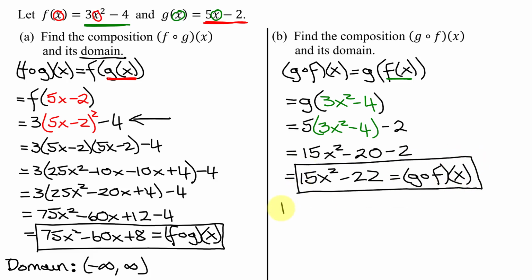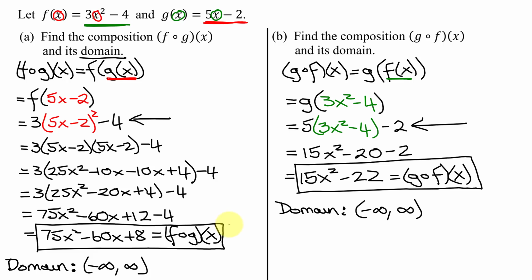Now to find its domain, remember we always look at the unsimplified version, which is this one. This is just a polynomial, so the domain is all real numbers, otherwise known as negative infinity to positive infinity.